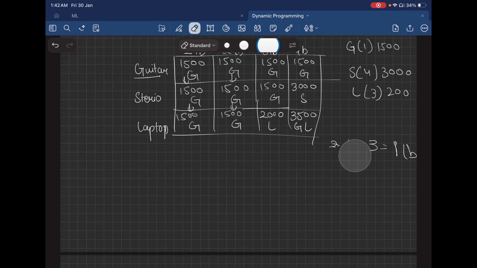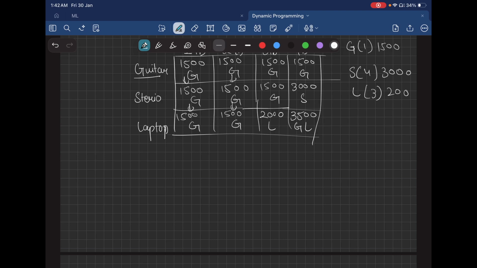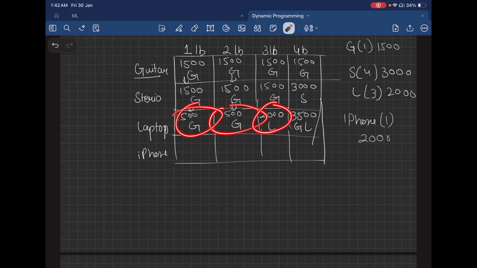So, to get a better understanding, let's add another item to the mix. Okay, let's add an iPhone. Let's say the iPhone takes one storage space and gives us a value of 2000. So here comes the iPhone, another row to this. Now, the items we have stored till now are those that have the maximum possible value given the size limitations and the item limitations.